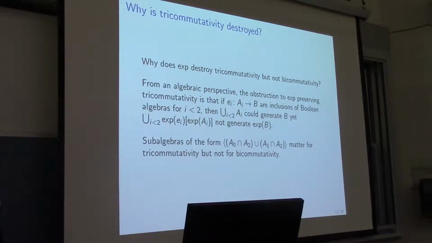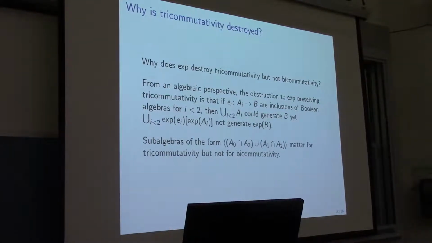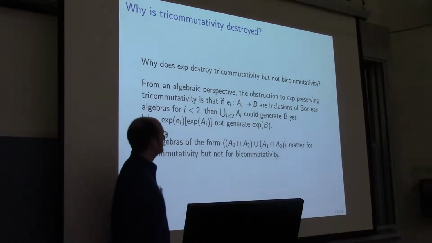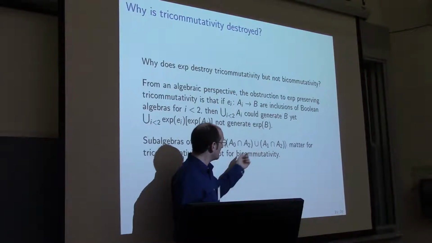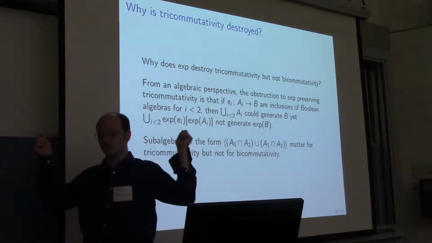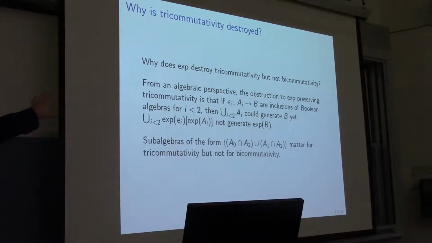Why is that happening? The best way I can understand it so far is that when you do everything in terms of Boolean algebras, there's a characterization of the tri-commutativity that involves taking two subalgebras and taking their union and taking the subalgebra generated by those. And that comes up in tri-commutativity, but not in bicommutativity.